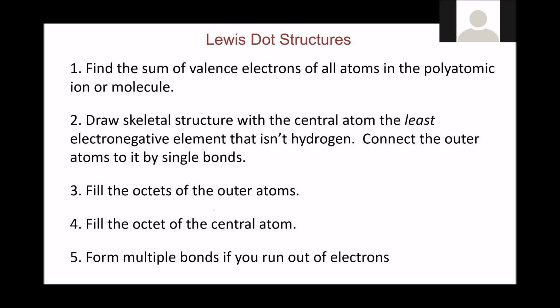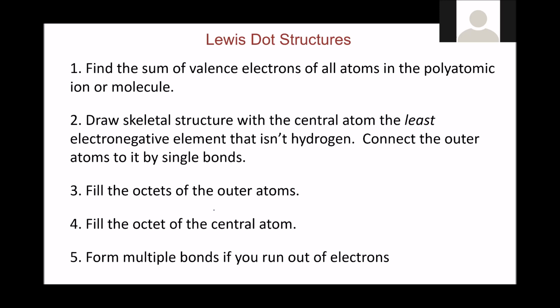First step is add up all valence electrons of all the atoms in that molecule and get the total number of valence electrons in the whole molecule. Second step is drawing a skeletal structure with the least electronegative element in the middle, except hydrogen. Hydrogen is never in the middle. So you put the least electronegative one in the middle and surround it with the most electronegative ones.